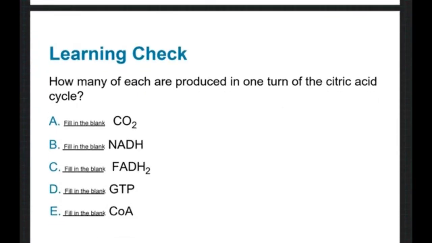So, okay, 1 turn of the citric acid cycle. I don't want to go back and forth and ask you to look at the scheme. You can identify it yourself, but so far we counted 2 carbon dioxides, 3 NADH, 1 FADH2, 1 GTP or ATP, and 1 coenzyme.